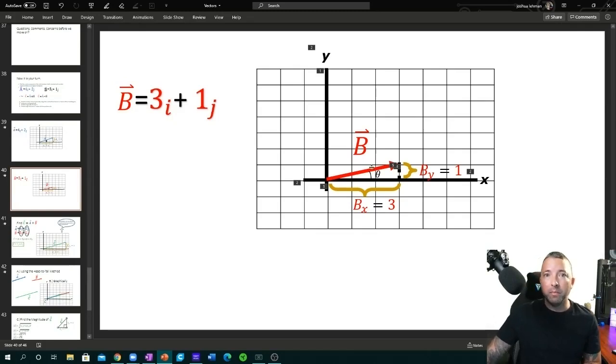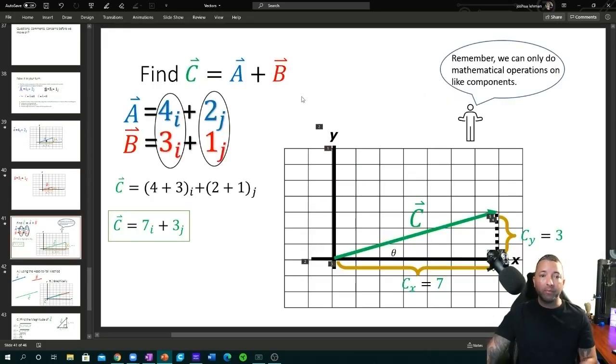Now, we want to mathematically find your resultant vector C by doing vector A plus vector B. Now, notice how I set this up. I like to write these things so it makes sense to me and I don't get confused. So when I write these, I always like to stack them up. And remember, we can only do mathematical operations on like components. So x components with x components, y components with y components, or z components with z components. So you see here how I have it set up. It's kind of hard to mess it up this way.